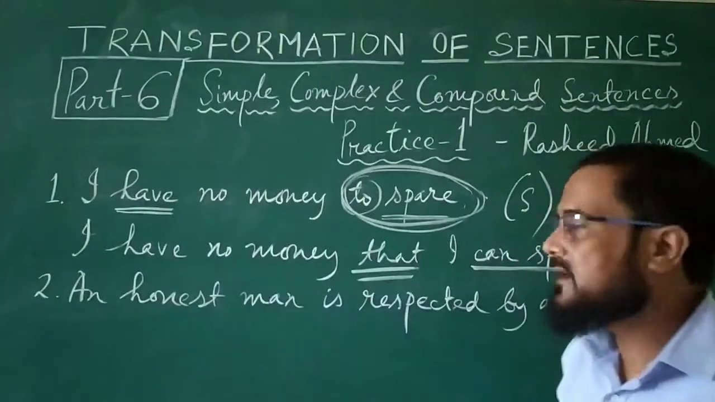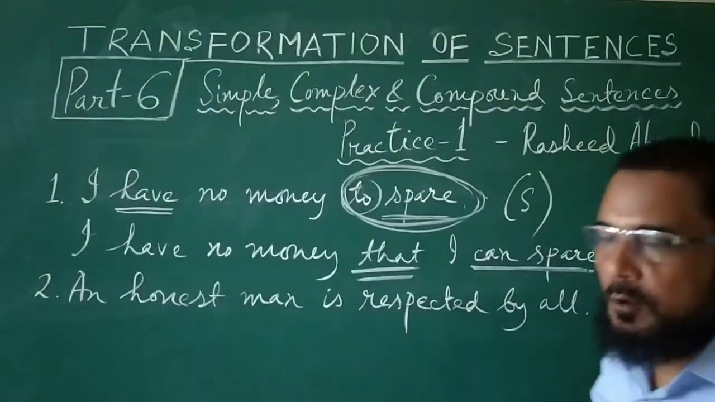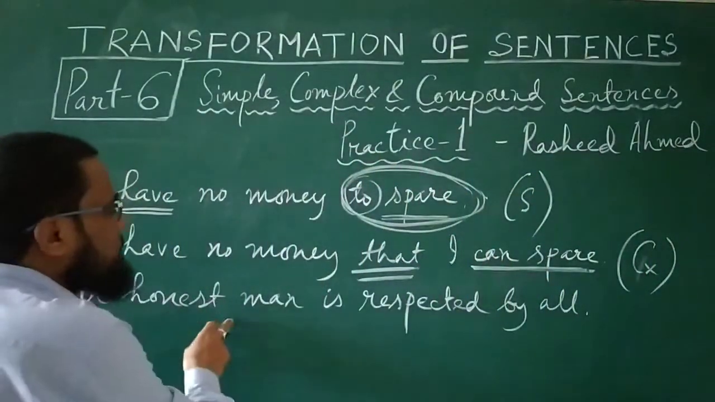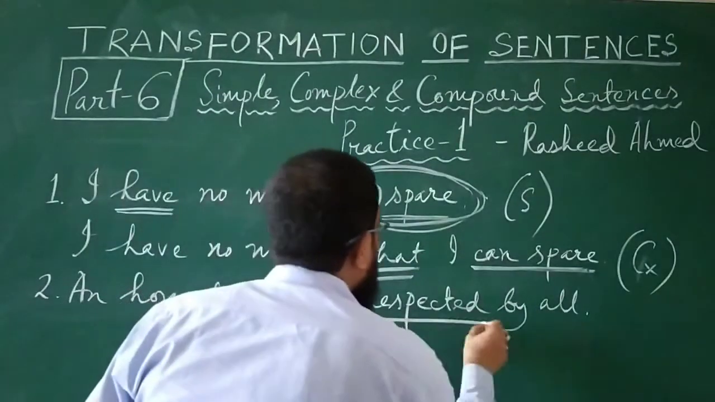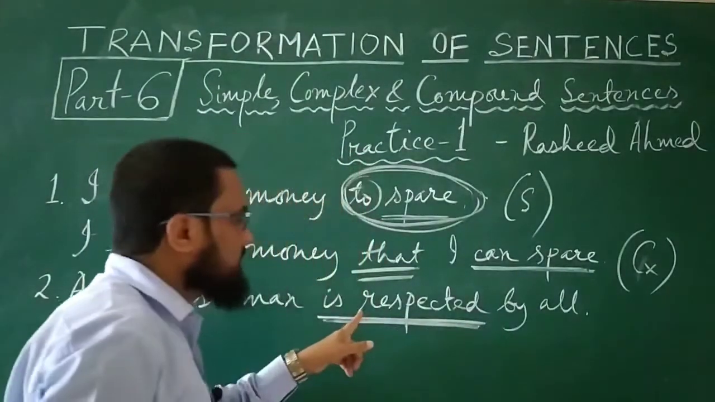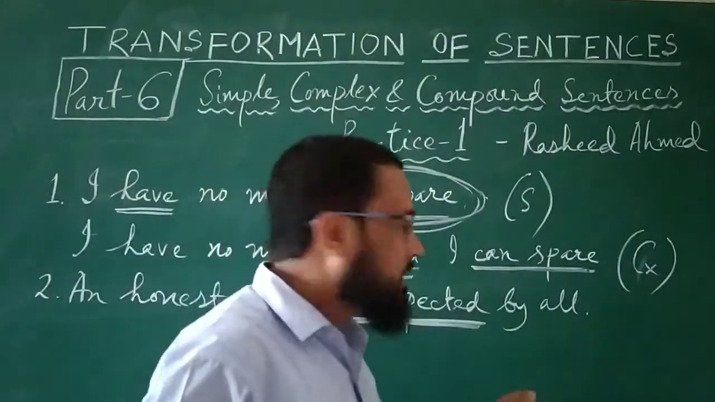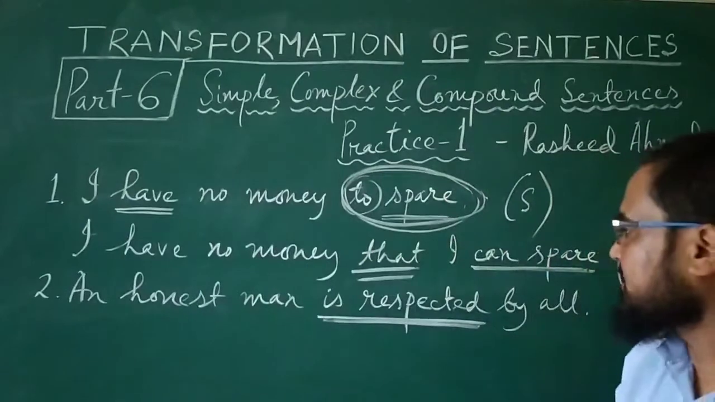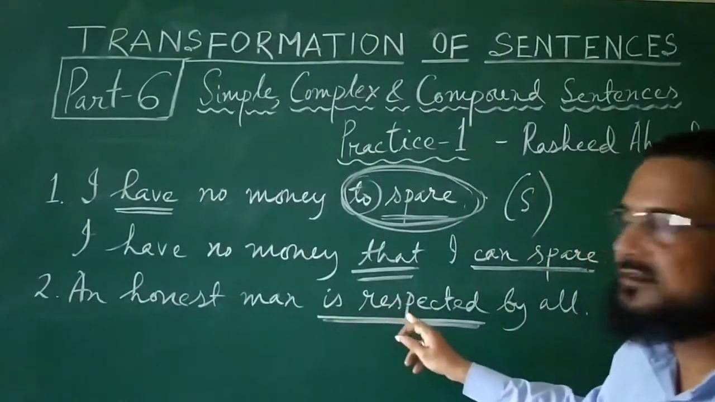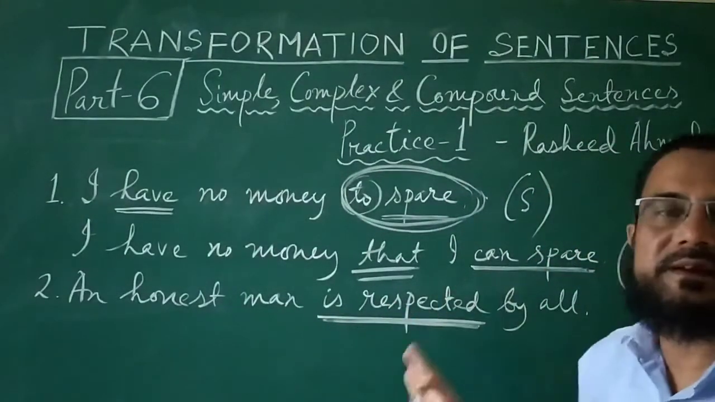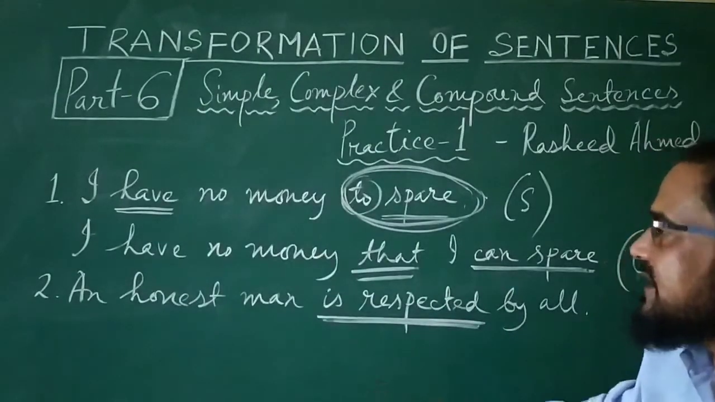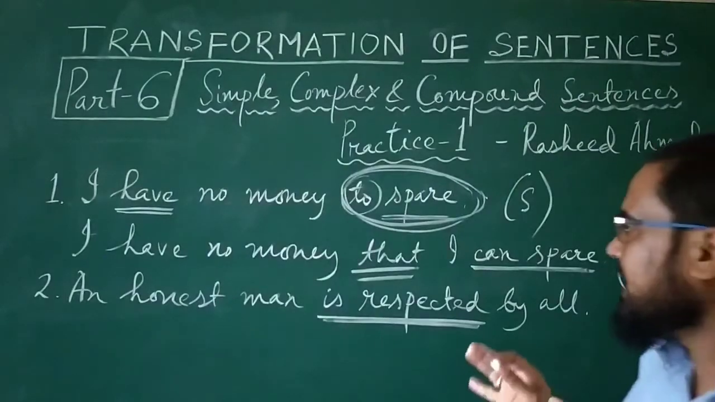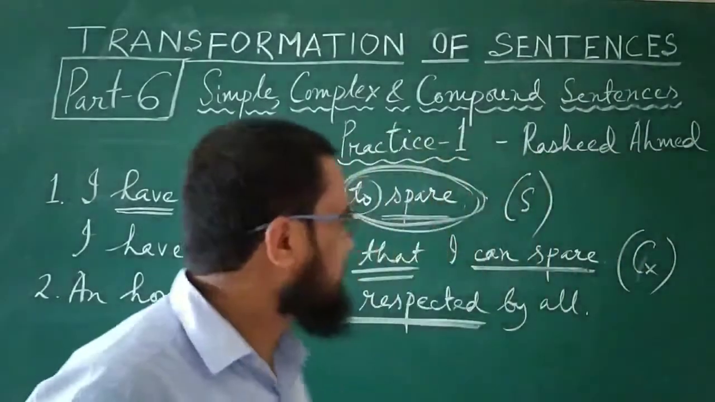Then comes the next one. An honest man is respected by all. Let us see how many verbs are there. An honest man is respected. Is respected, these two words together give the meaning of a single verb because this is in passive voice. Is is the be verb, respected is the past participle of it. So is respected. This means that there is only one clause, only one finite verb. Is respected is the group of verbs. An honest man is respected by all. That is a simple sentence again.